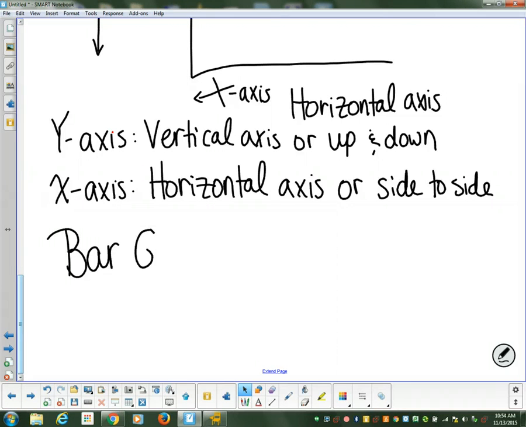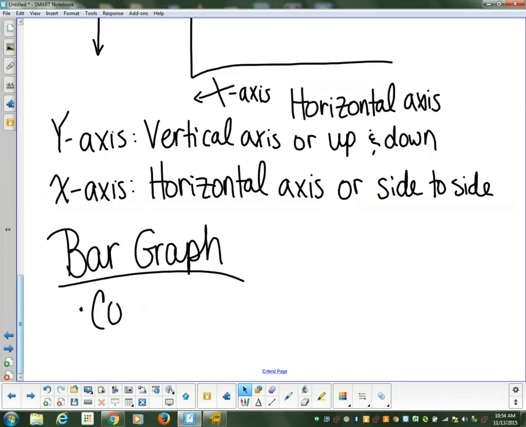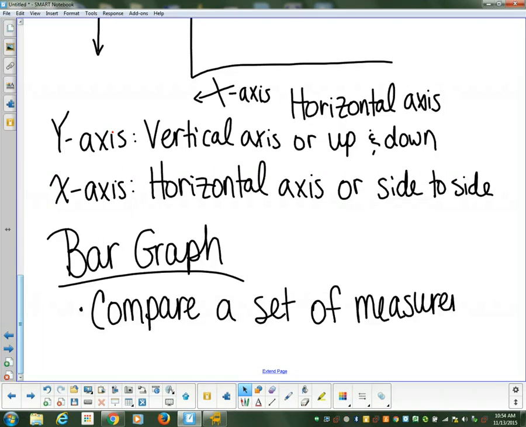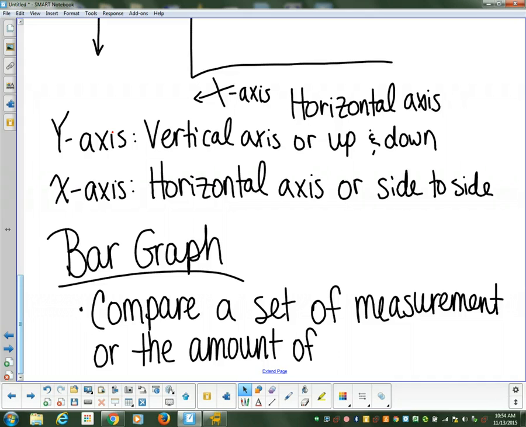Hey, what was that? Okay, the bar graph is going to compare a set of measurements or the amount of change. Okay, I'll let you get that copied down. But we know that we're going to be looking at a set of measurements and how much change, comparing them to each other. Okay, so that's the bar graph.